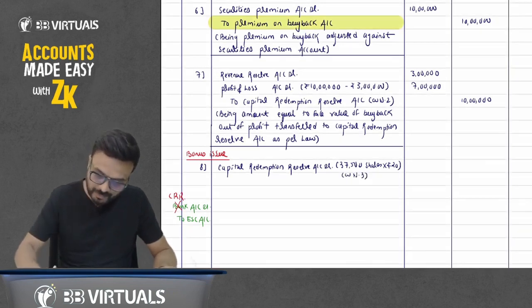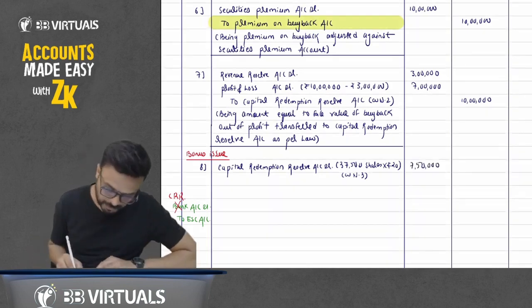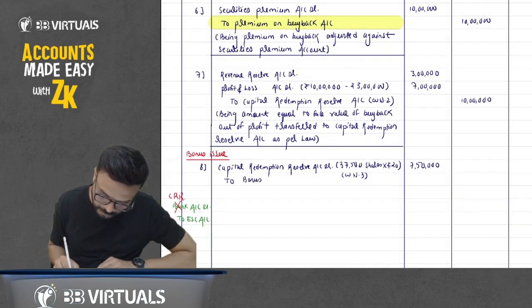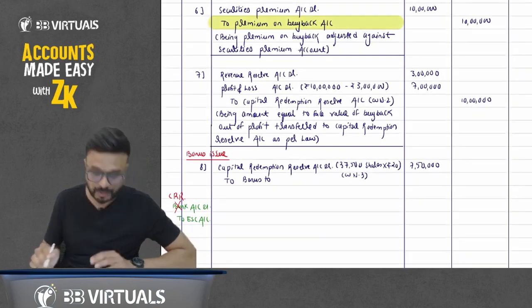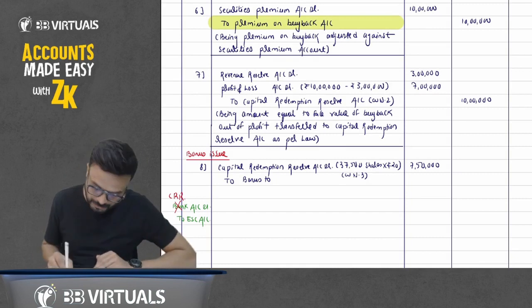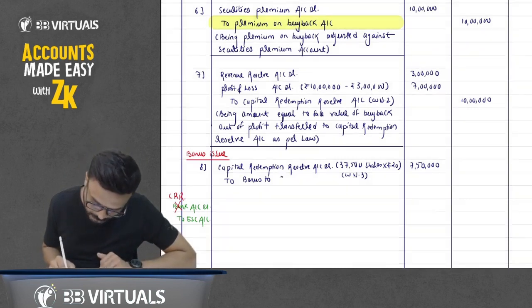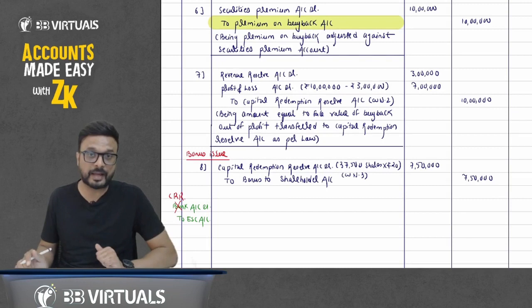It comes to 37,500 multiplied by 20, that's 7,50,000. To bonus to shareholder account. We are liable to pay to the shareholder, so we call it bonus to shareholder. Liable to pay means it is a liability, an increase in liability. To bonus to shareholder account, that is 7,50,000.